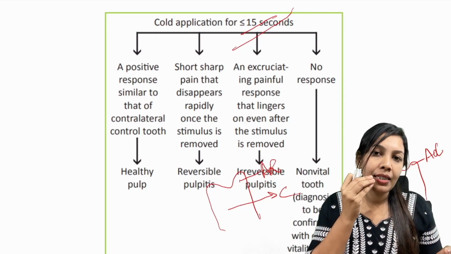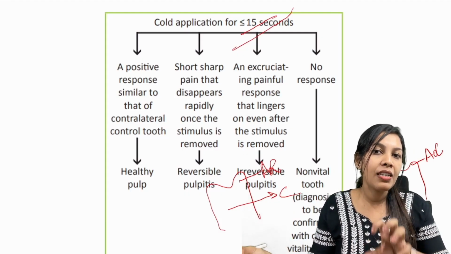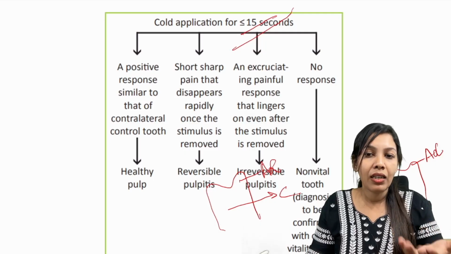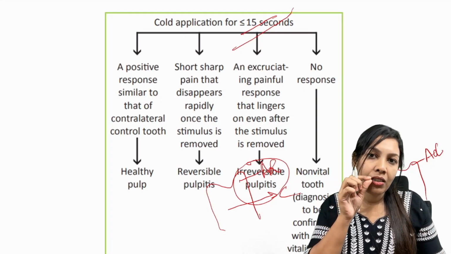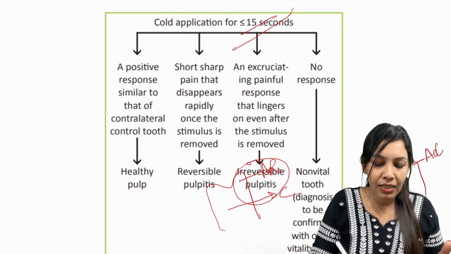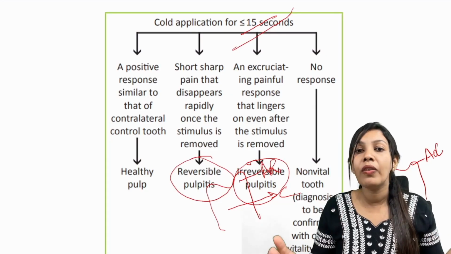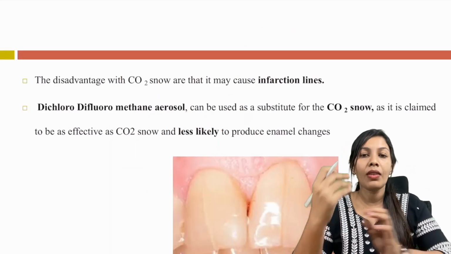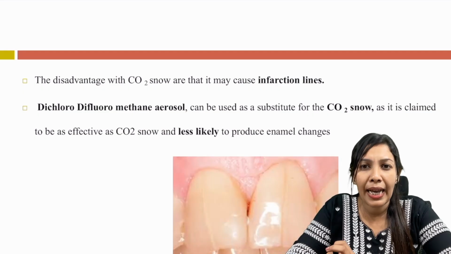If pain persists even after we apply cold and remove it, with the pain still persisting, it means our pulp is not healthy, it is not able to regain its normal function again, and it leads to irreversible pulpitis. And if we applied the stimulus, removed it, and the patient's pain subsided when we removed the stimulus, that means it is a reversible pulpitis case. When we place the stimulus and remove it, with no response, it means it is actually a non-vital tooth. Very important.